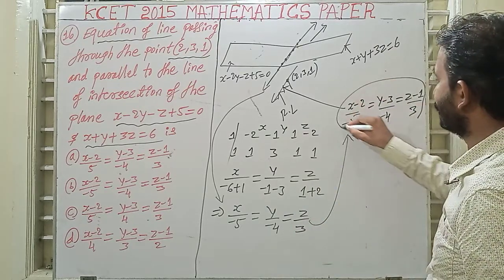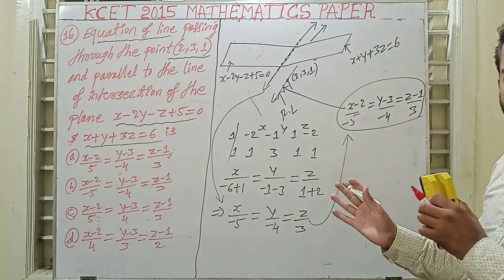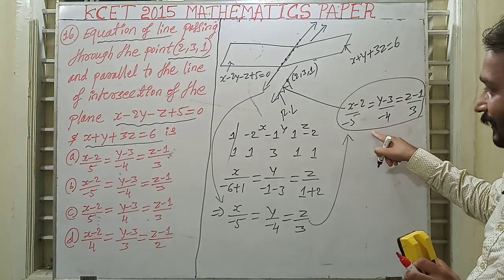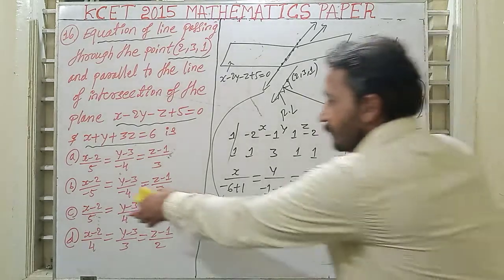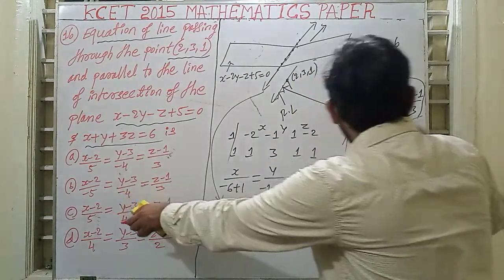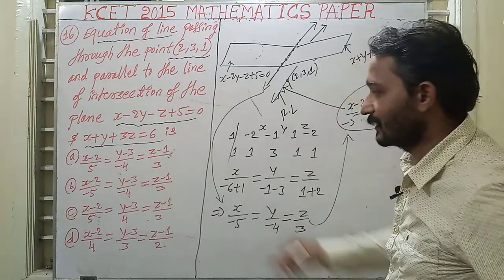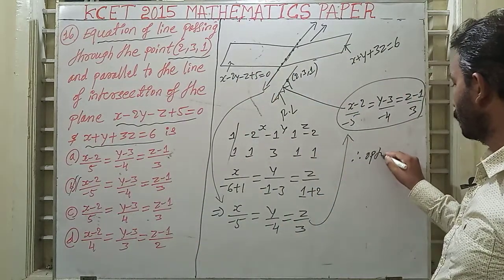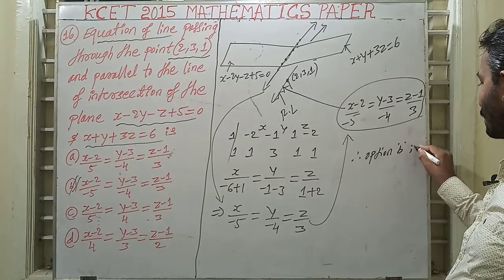See, did you get the line equation? We have solved it very easily. So which option is correct? x - 2 divided by -5, y - 3 divided by -4, z - 1 divided by 3. So the good answer is option B. Therefore option B is correct.